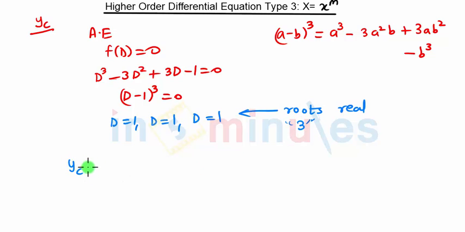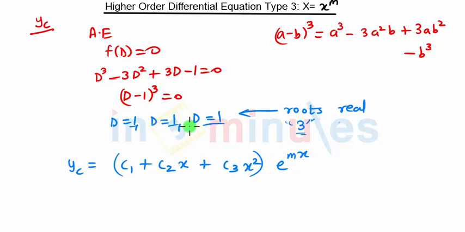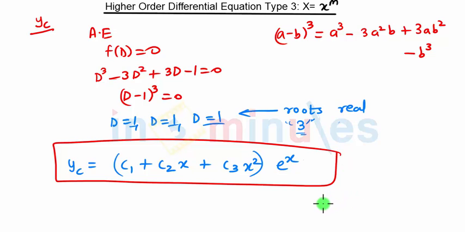Then yc is given by c1 plus c2 x plus c3 x square. Why am I writing 3 constants? Because the roots are repeated thrice. Then the second constant will be multiplied by x, the third constant will be multiplied by x square. Then we have e raised to mx. What is m? m in our case is nothing but the root, which is 1. So it is nothing but e raised to x. So this is our yc, the complementary function.